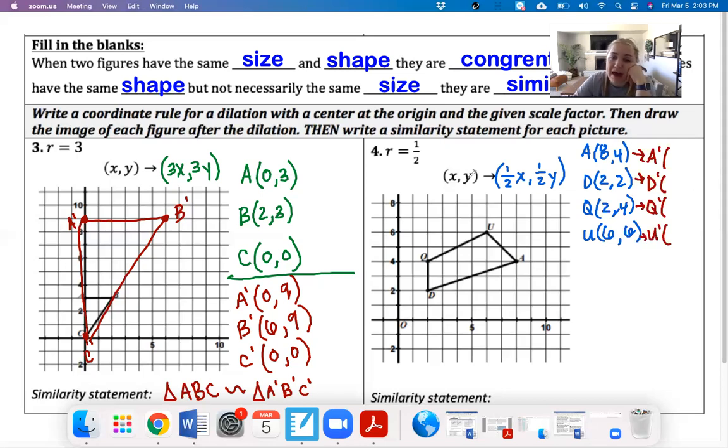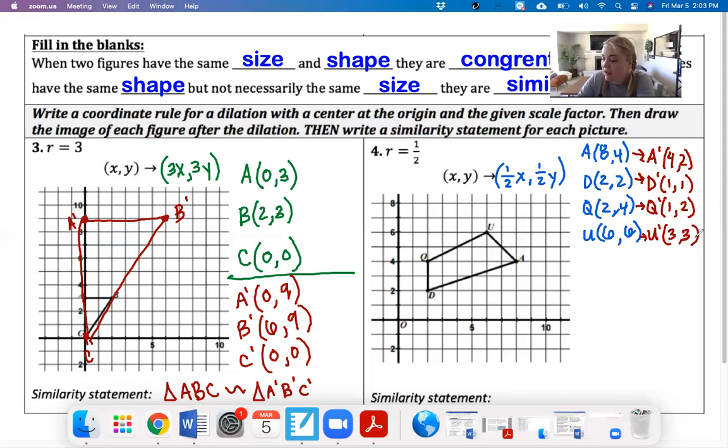Okay, so I'm halving each of the X values and each of the Y values. So half of 8 is 4. Half of 4 for my Y value is 2. Half of 2 is 1. Half of 2 is 1. Half of 2 is 1. Half of 4 is 2. Half of 6 is 3. Half of 6 is 3.